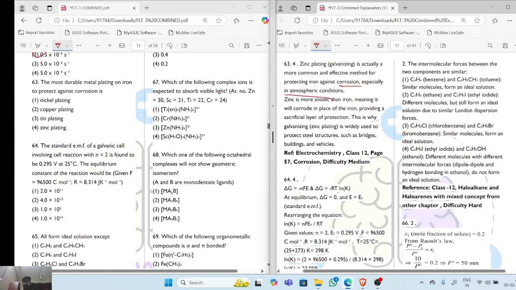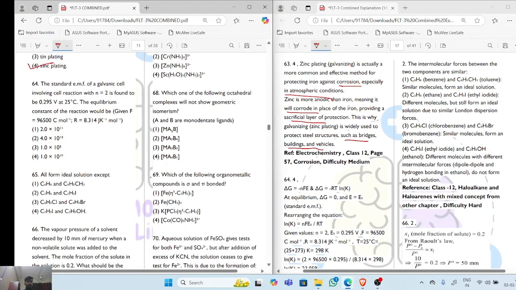Zinc is more anodic than iron, meaning it will corrode in place of iron, providing a sacrificial layer of protection. This is why the galvanizing process or zinc plating is widely used to protect steel structures such as bridges, buildings, and vehicles. So option number 4, zinc plating, is the correct answer.